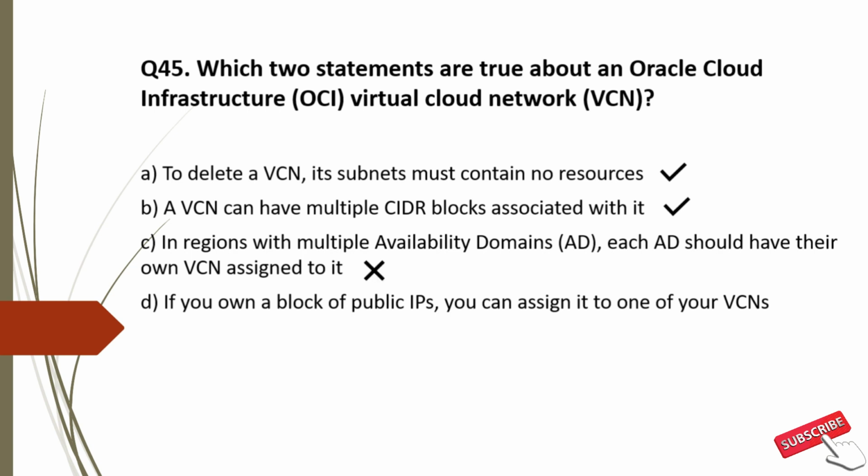If you own a block of public IPs, you can assign it to one of your VCN. This is incorrect. You can create and use public IP pools, but you don't associate them to VCN. Instead, you can use them when you manage compute instances. So option D is incorrect. So the correct options for question 45 are option A and B.